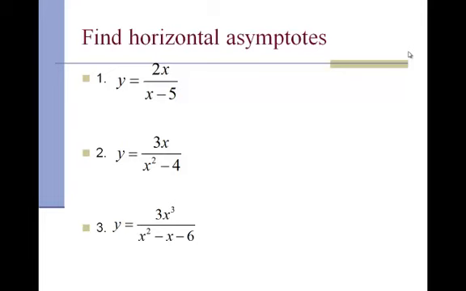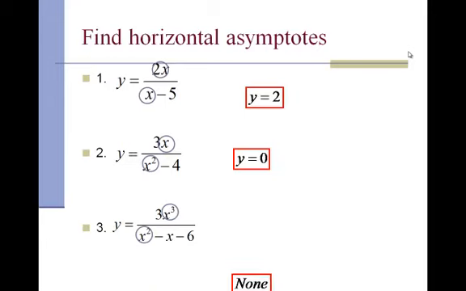Okay, on the first example, the powers of x are the same on both the top and the bottom, so I would divide the numbers in front of the x's. 2 divided by 1 is 2, and so y equals 2 is my horizontal asymptote. On the second example, the power of x is bigger on the bottom of the fraction, and when that happens, y equals 0 is where my horizontal asymptote is, staying at the x-axis. On the third example, the power of x is bigger on the top of the fraction. When that happens, I do not have a horizontal asymptote, so none would be my answer.